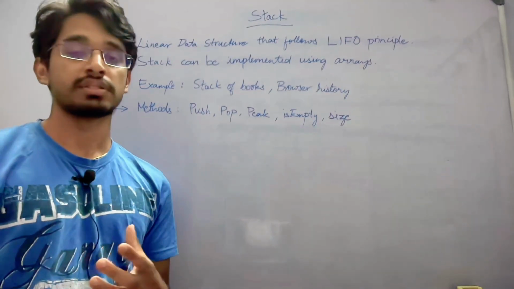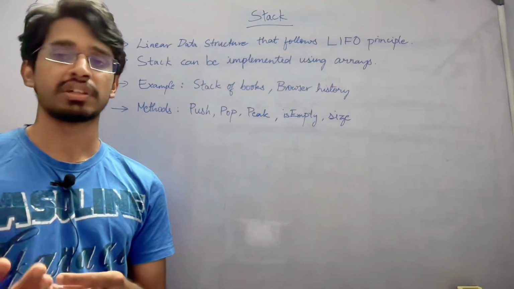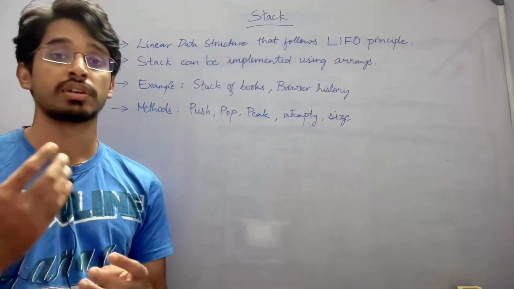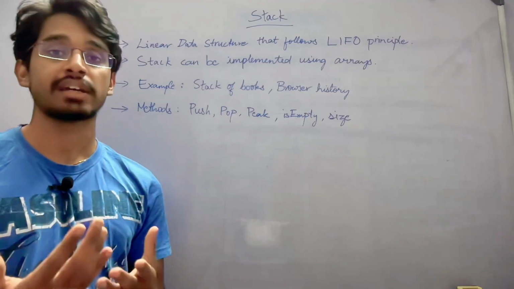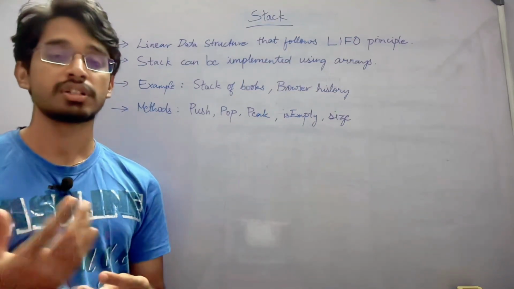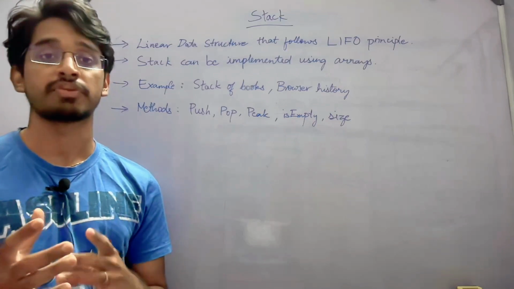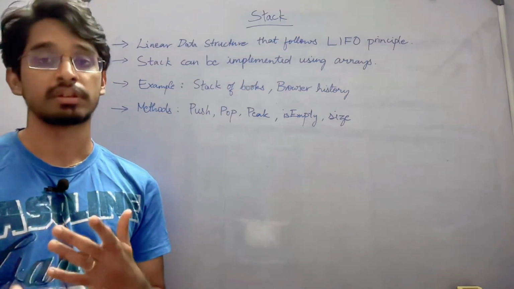In my opinion, this is the simplest type of data structure, as it is almost similar to using arrays. A stack can be implemented using arrays. There is no particular type of data structure, so an array itself can be treated as a stack.